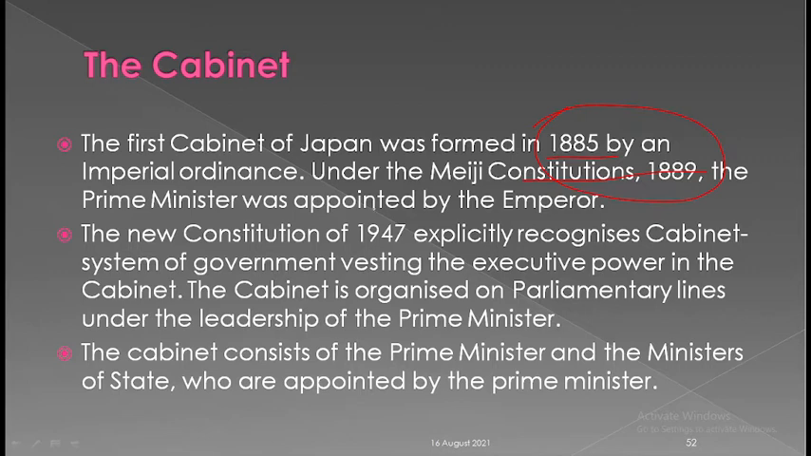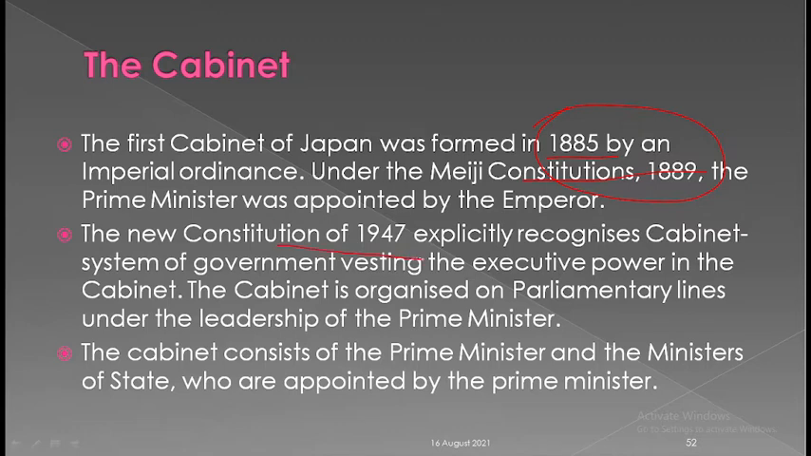Even now, the prime minister is appointed by the emperor, but the situation is different. Now, he has to appoint only the person elected by the Diet. But in those days, the emperor had the power to appoint anybody as the prime minister, because the real sovereign power lay with the emperor during the Meiji period.